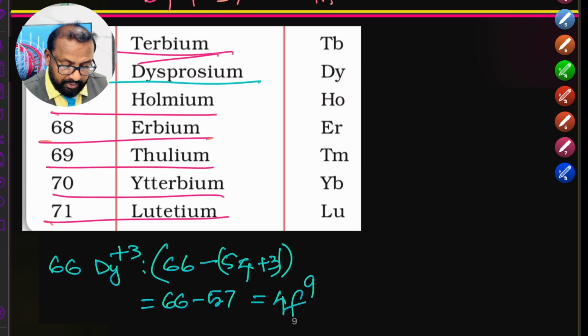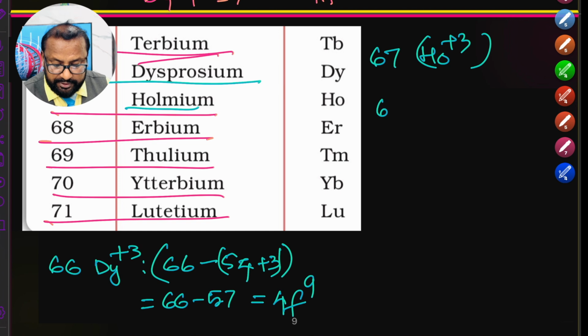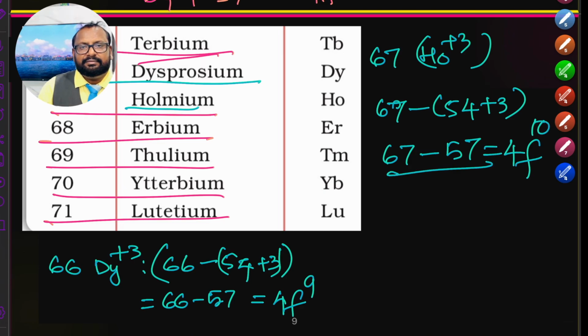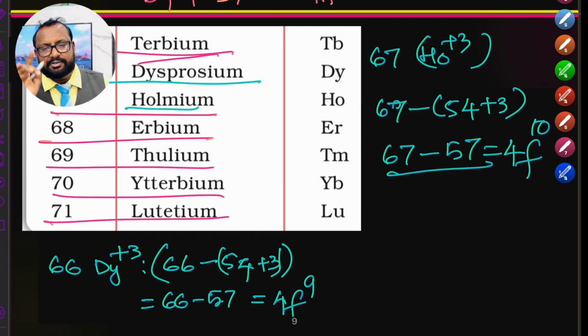Let us see holmium. Holmium 67, holmium plus 3. Let us try this one. So it is 67 minus 54 plus 3. This is going to be 67 minus 57, equal to f to the power 10. Exactly 10. For any element's ion you can do it properly. In fact, it works with 3d series elements also, where you subtract the argon atomic number and add the oxidation number. But that's not the topic today.